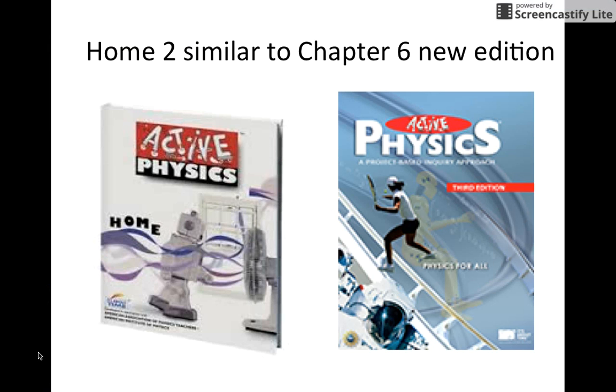All right, we're back here in Active Physics. The next unit you'll be covering is actually Home 2, back to the Home book. And one thing to note is that Home Chapter 2 in the old edition is very similar to Chapter 6 in the new Active Physics, the new edition.